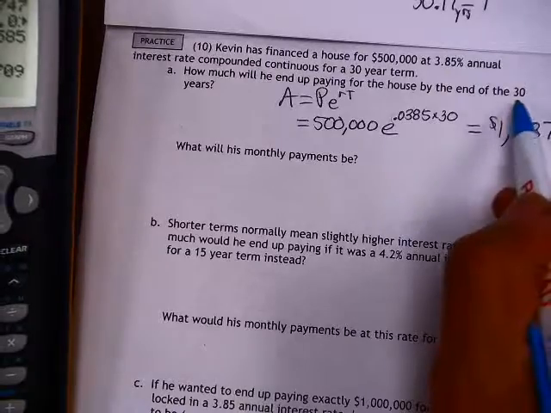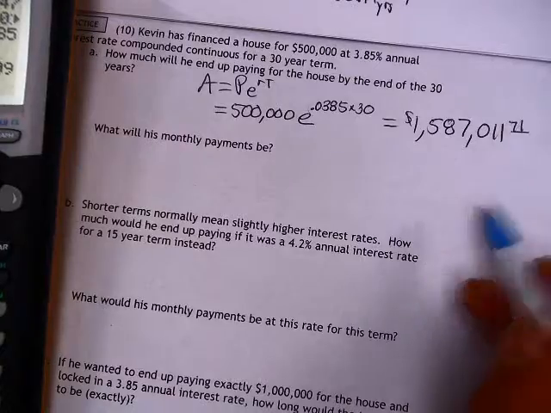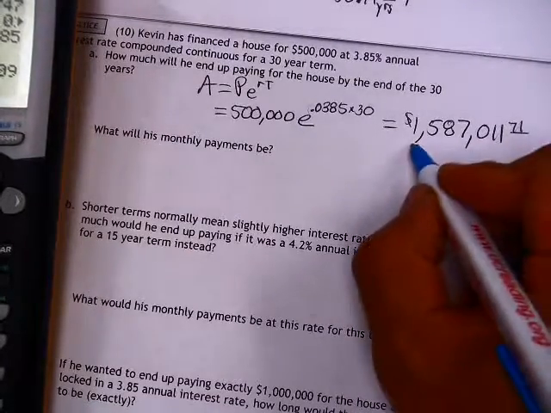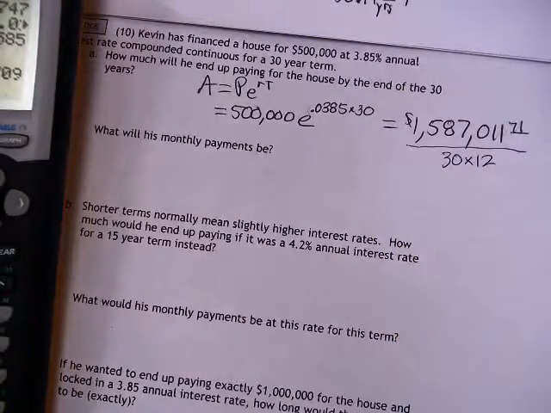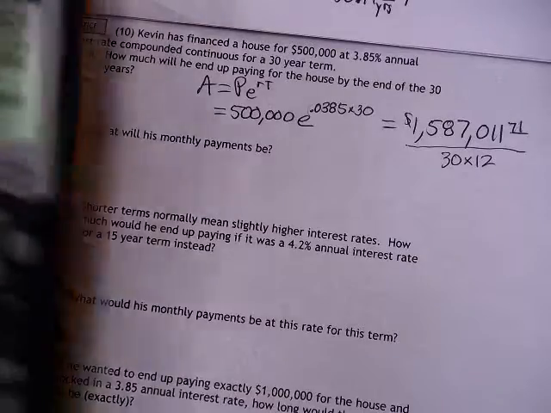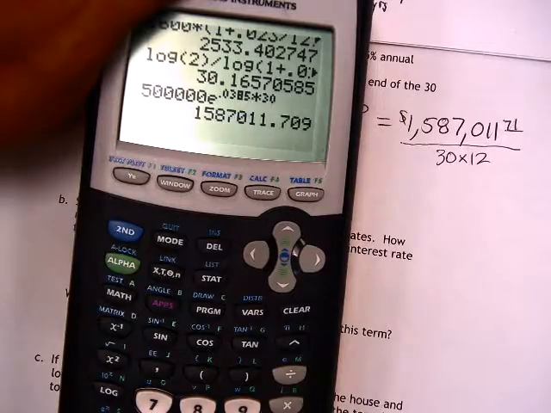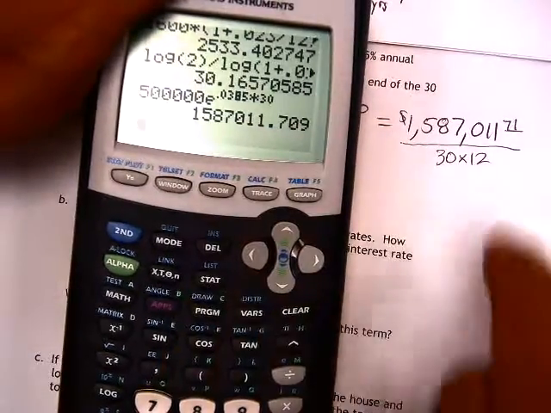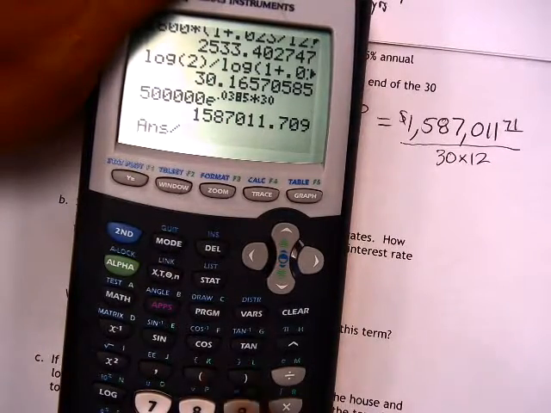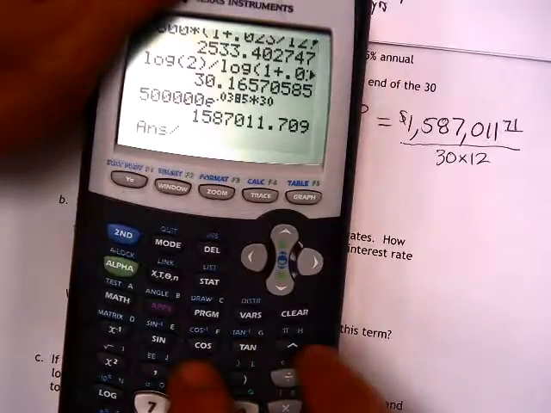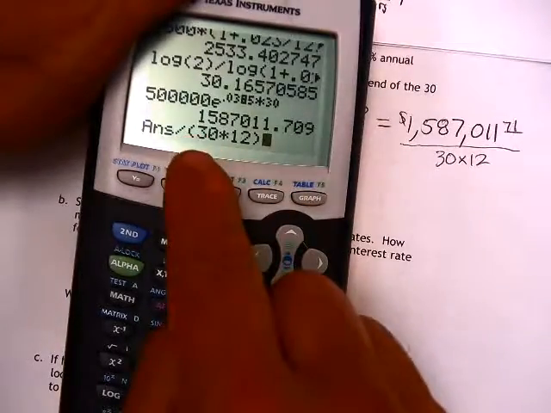Now, this is for 30 years. So how much will his monthly payments be? So if I take this amount here and I divide it by 30 years and I divide it by the 12 months every year, I'll have my answer for his monthly payments. If you're using these, or even if you're using the scientific calculators, I need this thing divided by 30 times 12. Now if you do it here, this won't keep this in the denominator, so parentheses 30 times 12. I need to punch it in like this.